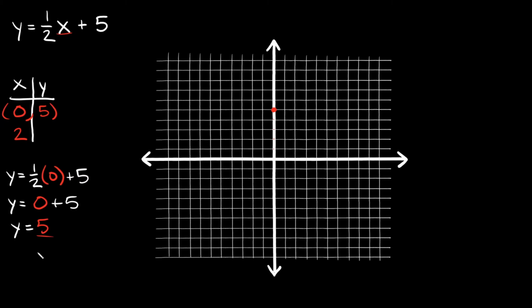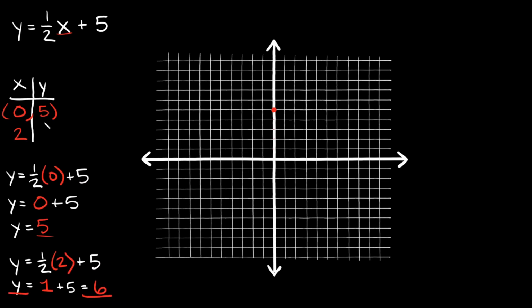And let's bring the equation down here. So we're going to have y is equal to 1/2 times 2 plus 5, right? Simplifying this, y is equal to 1/2 times 2. Well, again, 1/2 times 2 is just equal to 1, and then plus 5 right here. So 1 plus 5 is equal to 6. All right, so then y is equal to 6.